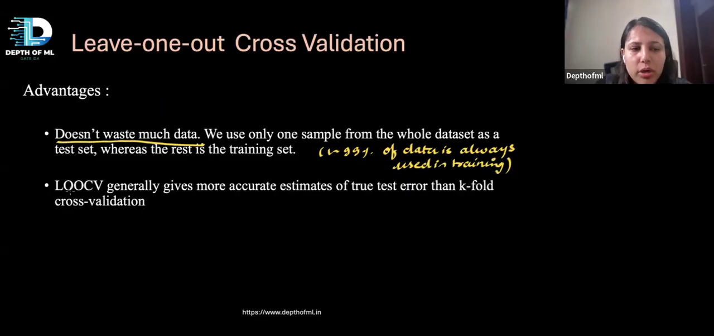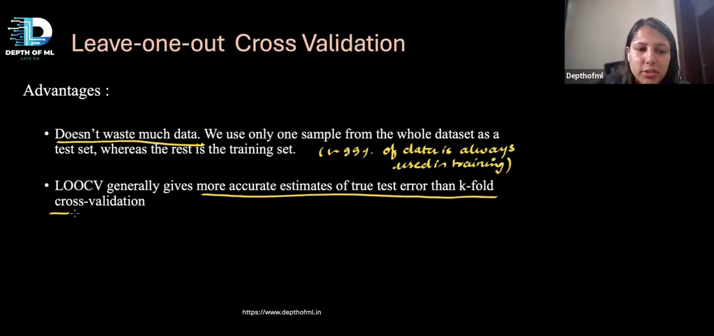Now, this is also called LOOCV. You will hear people calling it LOOCV, which is just the abbreviation of leave one out cross-validation. It gives more accurate estimates of your true error than K-fold cross-validation, right? Because now you're using almost all the data in your training, hence it will be closer to what will happen to this model in the production setting. Okay, and if I have not talked about it already, let me add the point here. What is the meaning of this?